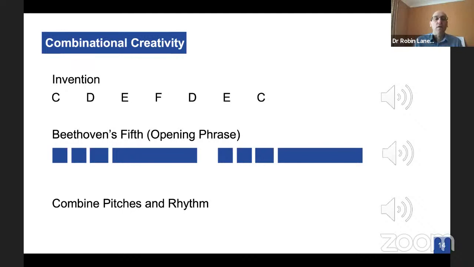Okay, so we've got something new. You may like that, you may not like it. But certainly the notion that you could try out different pitches against different rhythms is one way you can create music, and that's a form of combinational creativity.